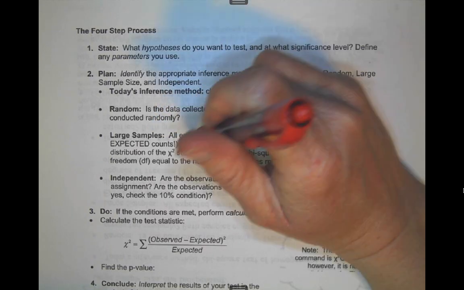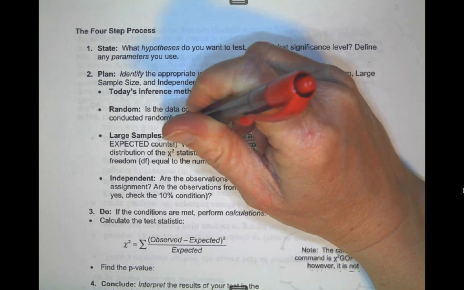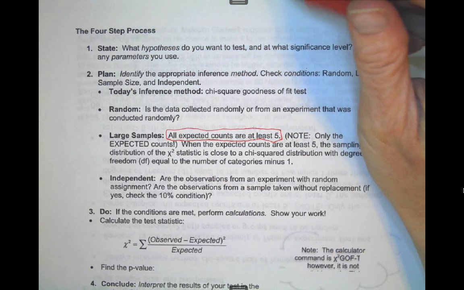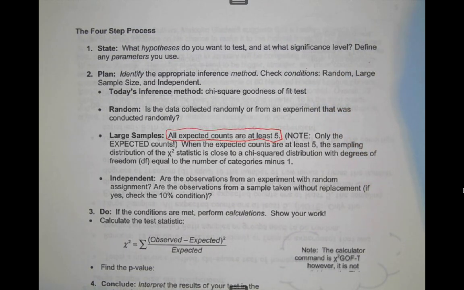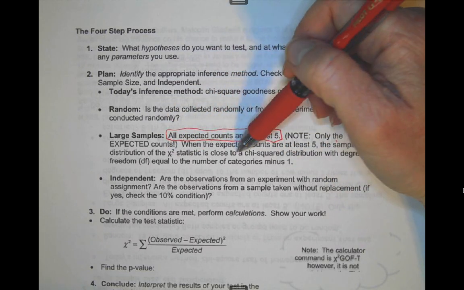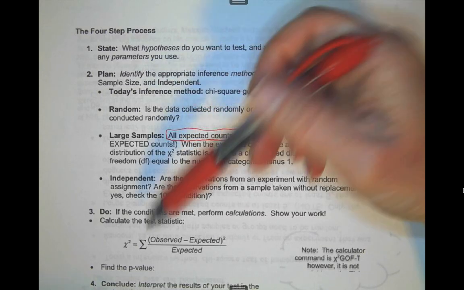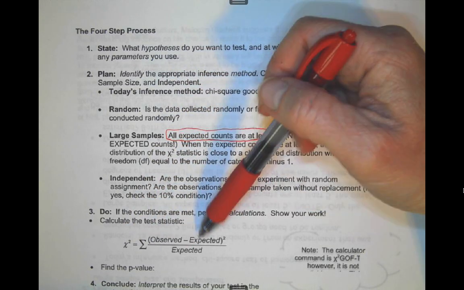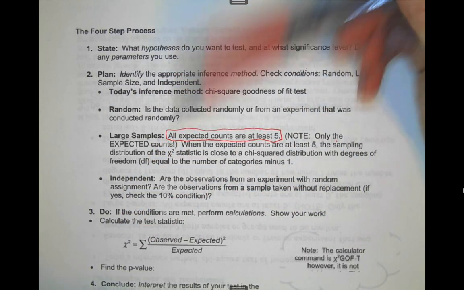What we want for the large samples is we want to make sure our expected counts are at least 5. It's the expected counts. I don't care about the observed counts. I just want to make sure that the expected counts are at least 5. Then it says here that the sampling distribution of the chi-squared statistic is close to a chi-squared distribution with the degrees of freedom equal to the number of categories minus 1. So what that's saying here is that if these expected counts are 5, then this should follow that chi-squared shape.